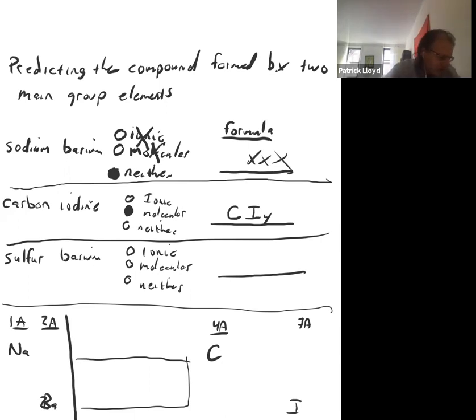Now let's try the third one, sulfur and barium. So we check and see where sulfur is. Sulfur is in group 6A. Barium, group 2A. So what is that? That's a metal with a non-metal, right? So metal with a non-metal is ionic. Now, how do we figure out the formula for this one?